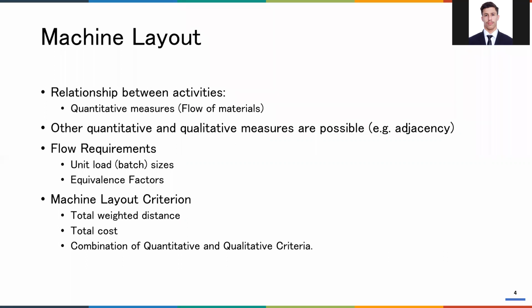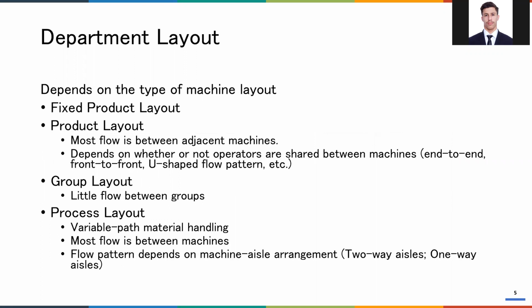When we talk about the machine layout, then we talk about the relationship between each activity that happens within the department, how each material is flowing from one machine to another, from maybe one workstation to another workstation. While if we talk about the department layout, then we also need to consider the type of the machinery layout, the type of the process that we use.